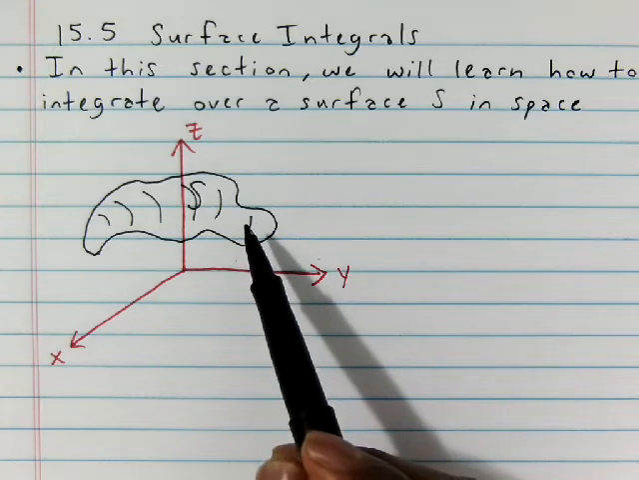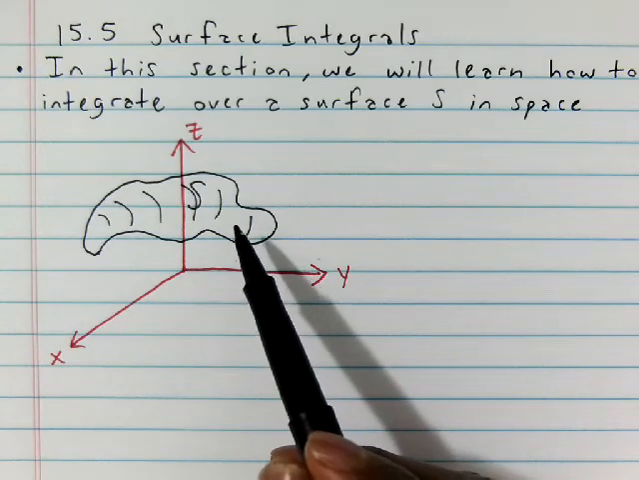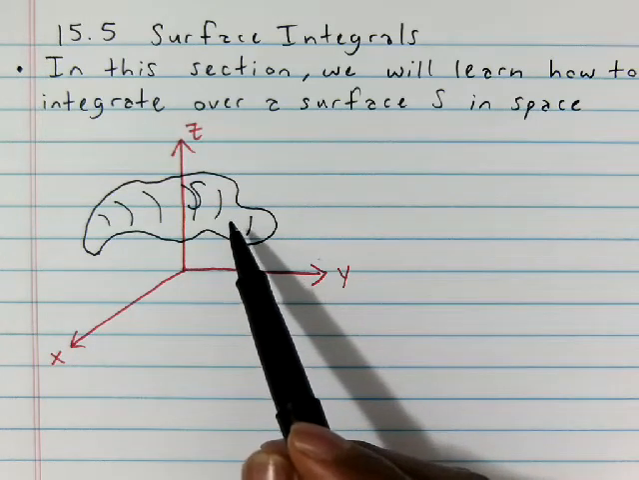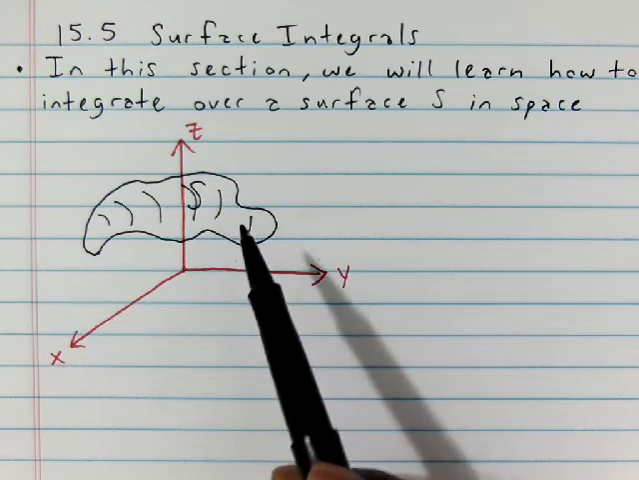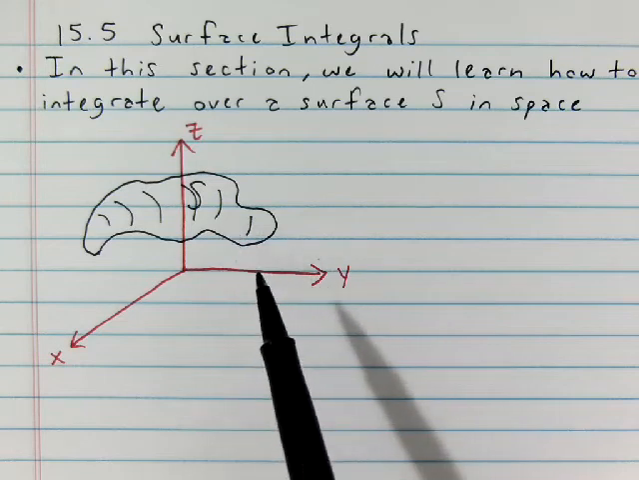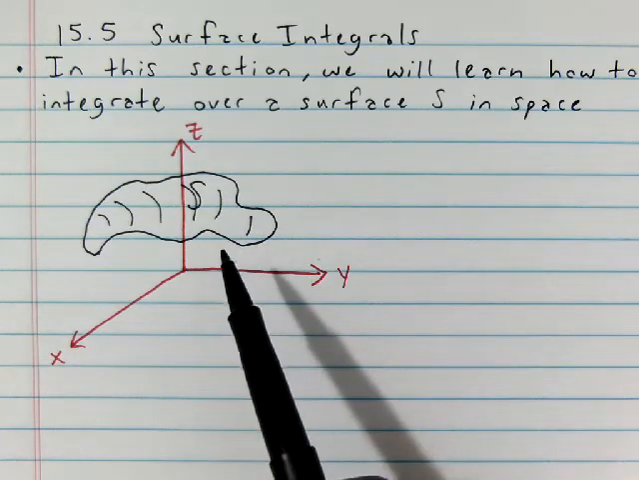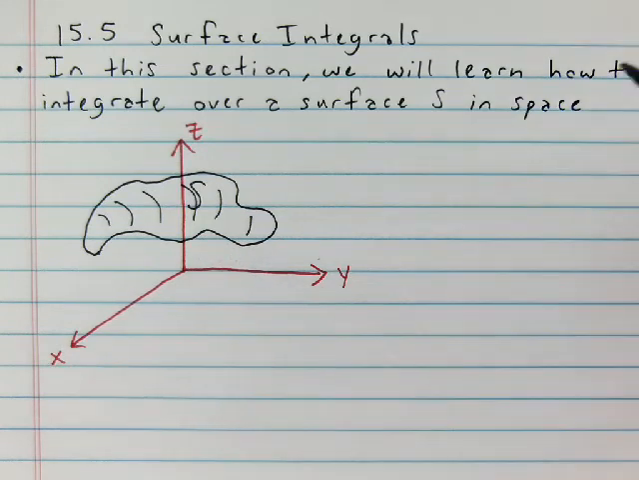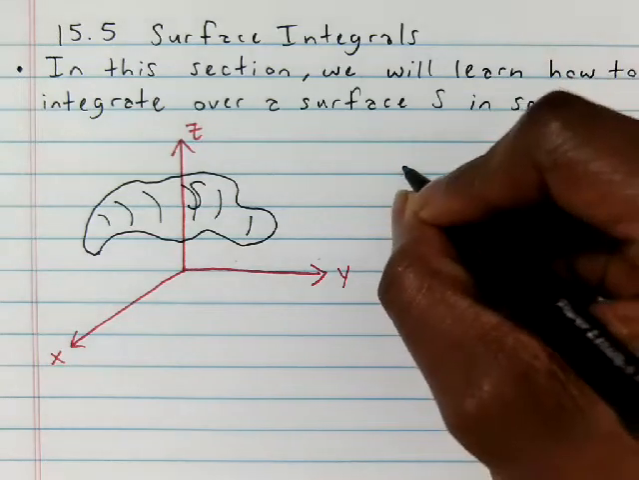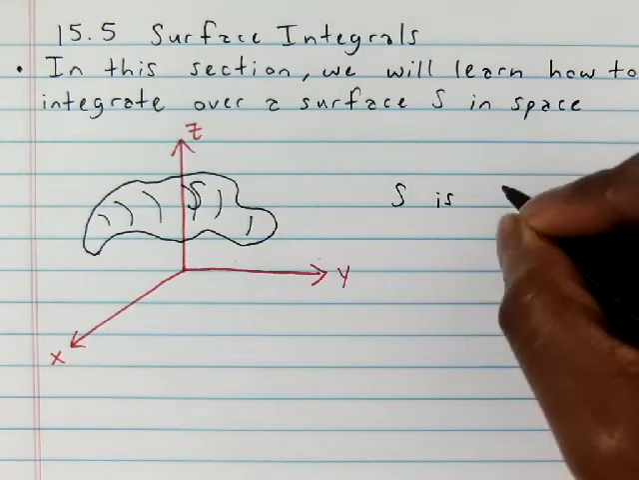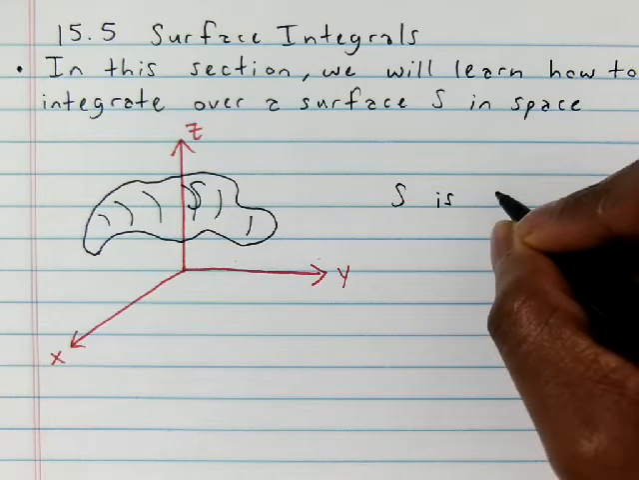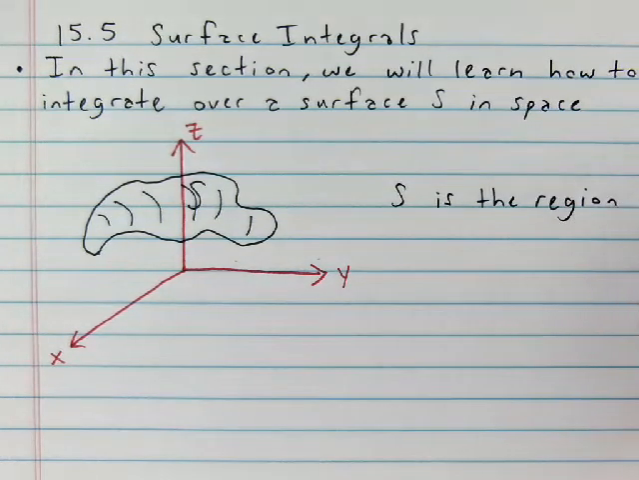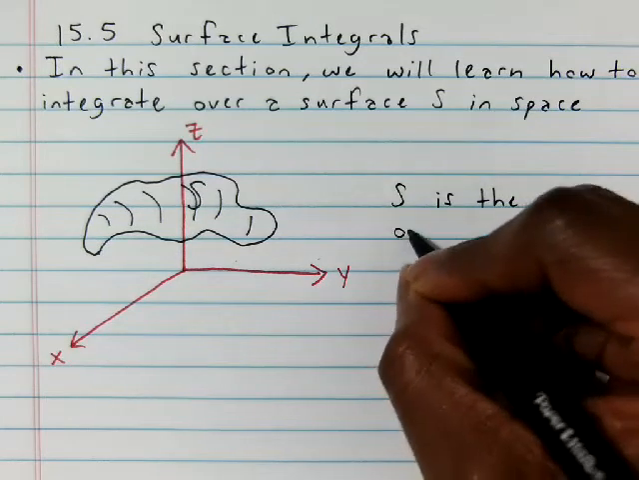Now in 15.5, we'll talk about integrating a scalar function over this surface, and then in 15.6 we'll talk about integrating a vector function over this surface, just like we did with line integrals. So try to always keep in mind, am I integrating a vector function or am I integrating a scalar function? All right, so there S is the region over which we will integrate.